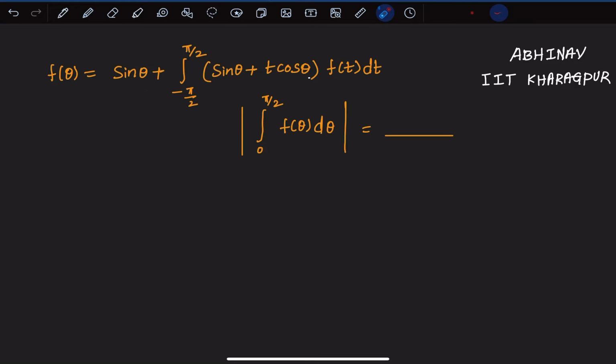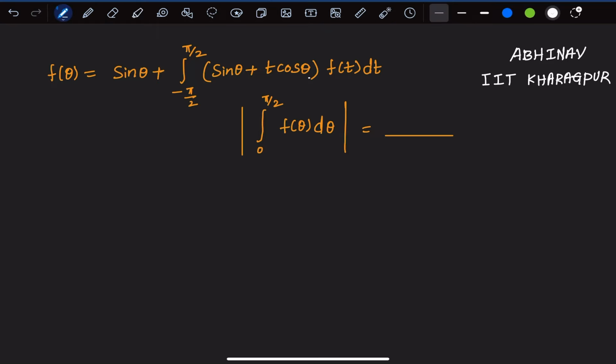So if you observe the integral given, you have f of theta here and the same function f of t goes inside the integral. So such equations are called integral equations. If your function sits inside the integral and you have the same function outside and it is forming an equation, then those kinds of equations are called integral equations. Let us see how it goes.